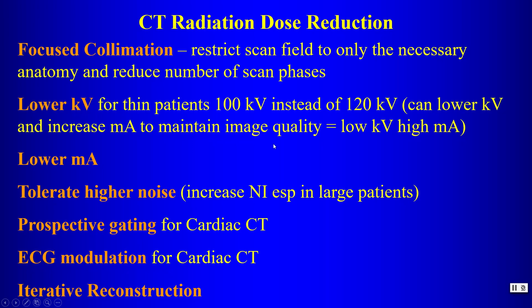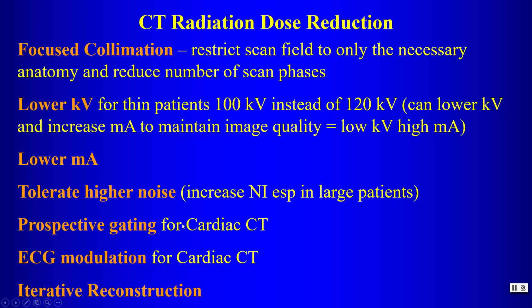We can lower the mA if we don't need that much mA. We can tolerate higher noise, especially in larger patients. We can use a higher noise index if you're using a GE scanner, because you're more tolerant of more noise in the larger patients because they have more intra-abdominal fat.